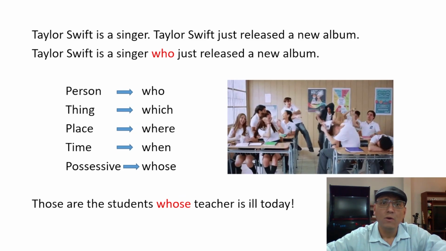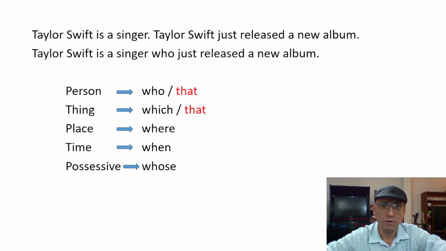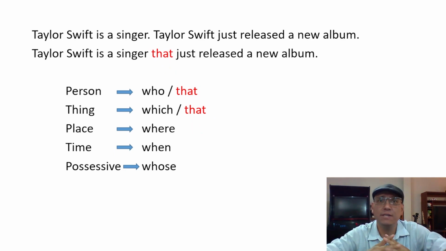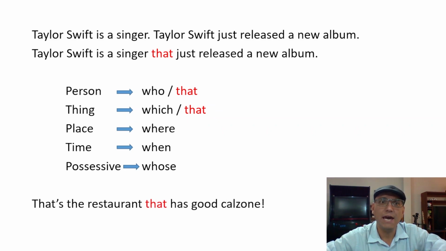Okay, moving on. We can also use another word for person and thing. We could replace who and which with the word that. So, if we go back to the original sentence, Taylor Swift is a singer who just released a new album, we can also say Taylor Swift is a singer that just released a new album. Okay? That's the restaurant which has good calzone turns into that's the restaurant that has good calzone.